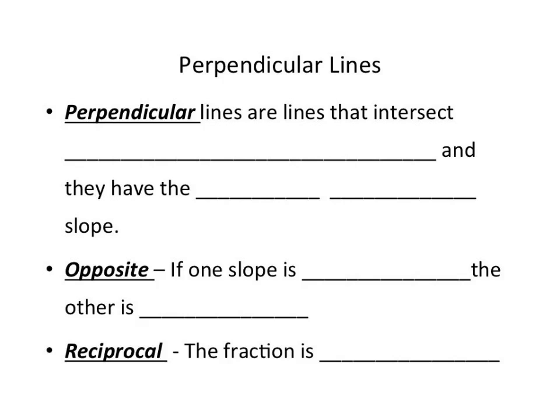Perpendicular lines, however, are different. Perpendicular lines do intersect, and in fact they intersect at a 90-degree angle. And because they intersect at a 90-degree angle, we find that they have the opposite reciprocal slope. And we want to talk about both of these two words, both opposite and also the word reciprocal.